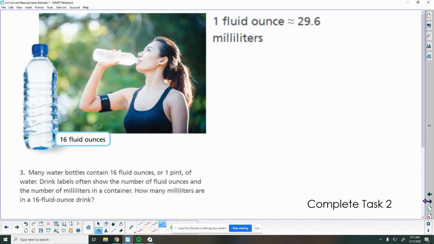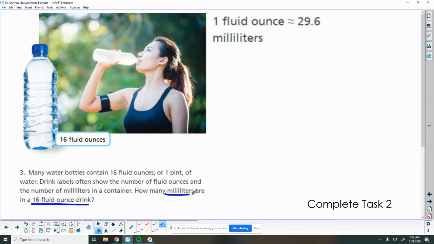Okay. All right, so coming back, we are on our final problem for today, which is about these water bottles here. So many water bottles contain 16 fluid ounces or 1 pint of water. Drink labels often show the number of fluid ounces and the number of milliliters in a container. So if you are this company and you know how many ounces are in there, but you also want to put on your label how many milliliters are in there, you've got to be able to do this conversion rate.